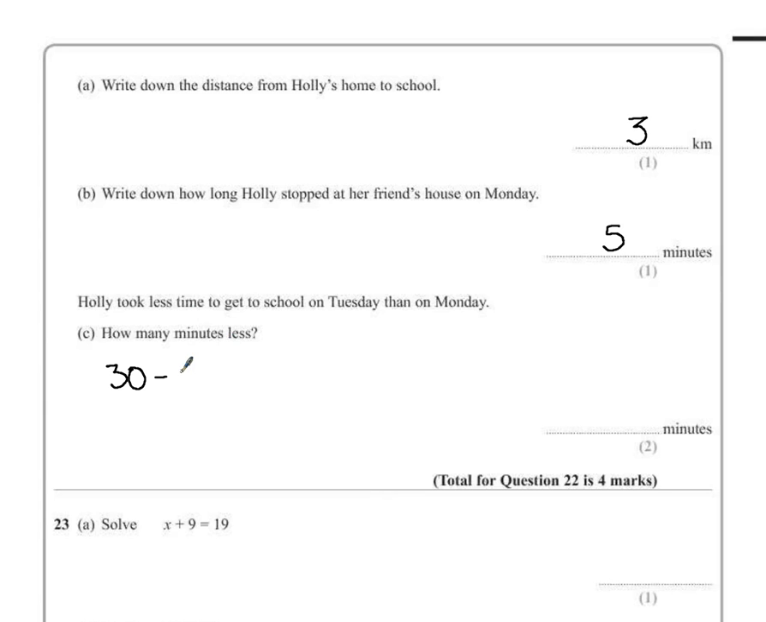So if I take away that time, we can find out what the difference is. 30 take away 12. Again, if you can't do this in your head, you have plenty of space to write this down. 30 take away 12. We can't do 0 take away 2. So we borrow a 10 from here. 10 take away 2 is 8. 2 take away 1 is 1, meaning that she was 18 minutes quicker when she went by bicycle.